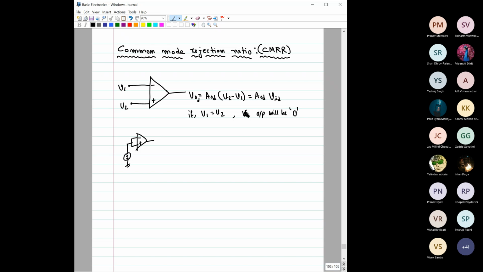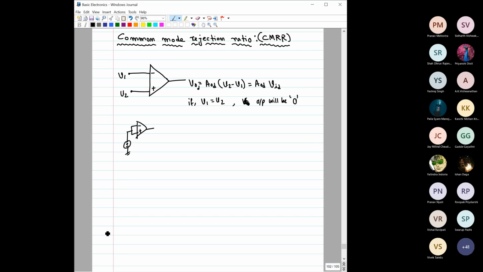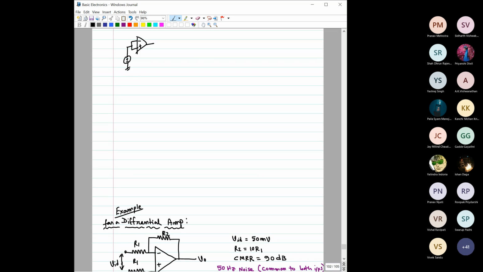So that means even if the common inputs are applied between these two terminals, inverting and non-inverting, output voltage does exist, right? So that means the common mode gain is not equal to 0. Okay, so remember that the common mode gain is not equal to 0. Now we will try to understand this thing, CMRR, with one example here I have mentioned.